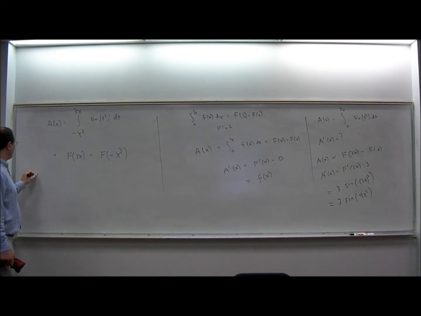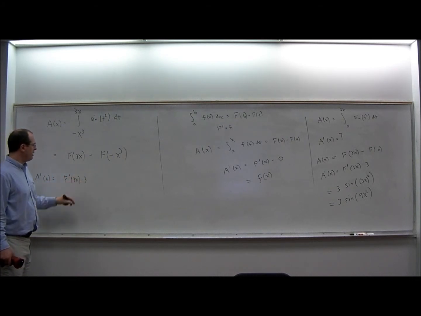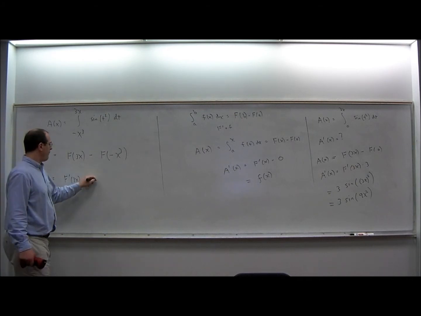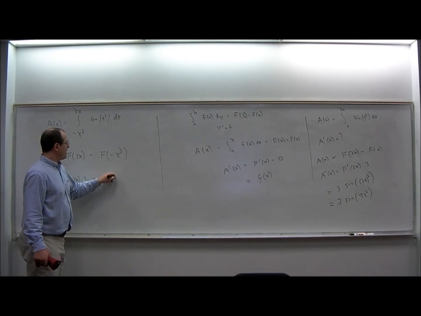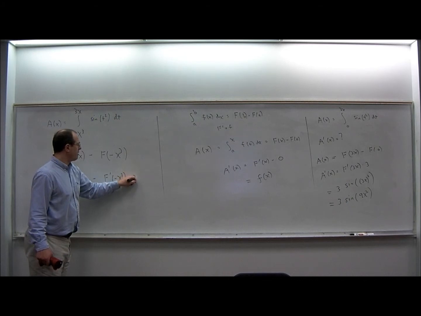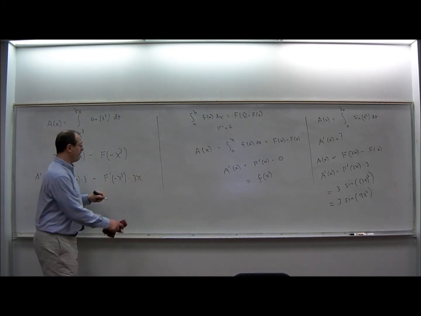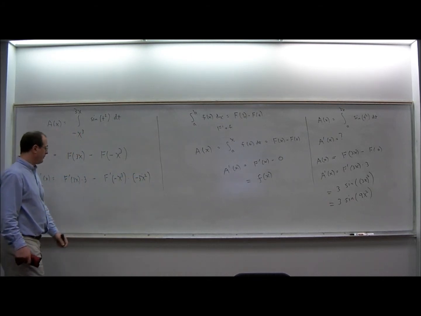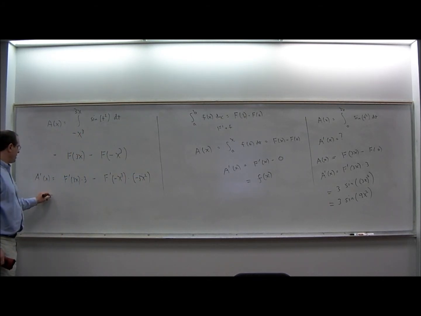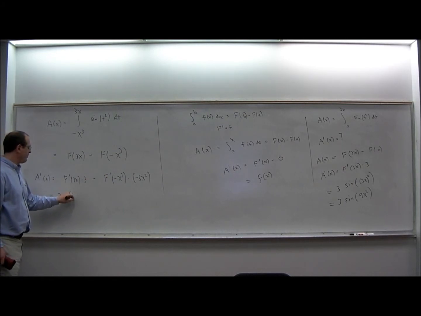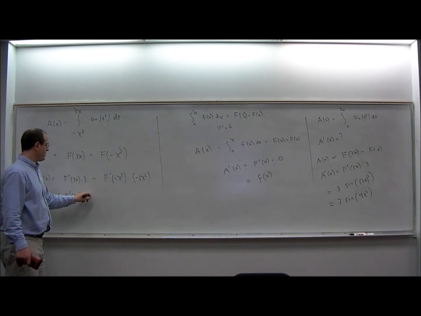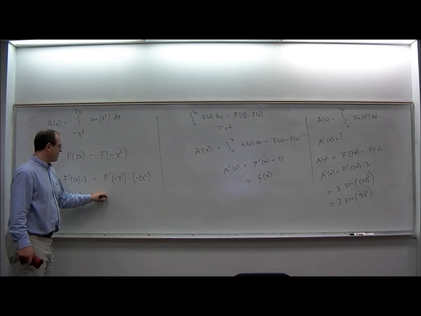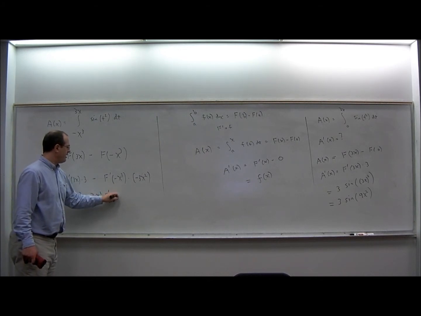And so then the derivative, A prime of x, would equal F prime of 3x times 3, as before, by the chain rule, minus F prime of negative x cubed times the derivative of negative x cubed, negative 3x squared. Again, by the chain rule. So this is 3 times capital F prime of 3x plus 3x squared times capital F prime of negative x cubed.